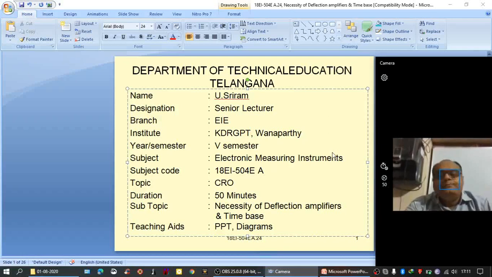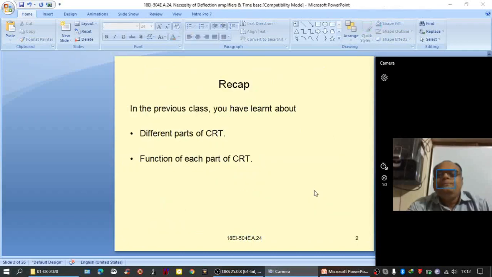In today's class, I will explain about the necessity of deflection amplifiers and time-based signal. But before we go to the present topic, let us try to recollect what we have seen in the last class. We discussed about different parts of CRT and the function of each part.